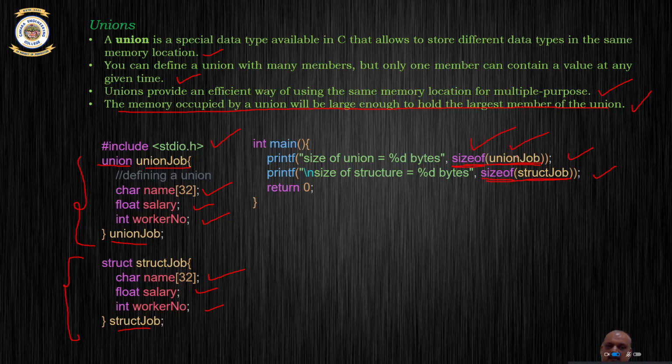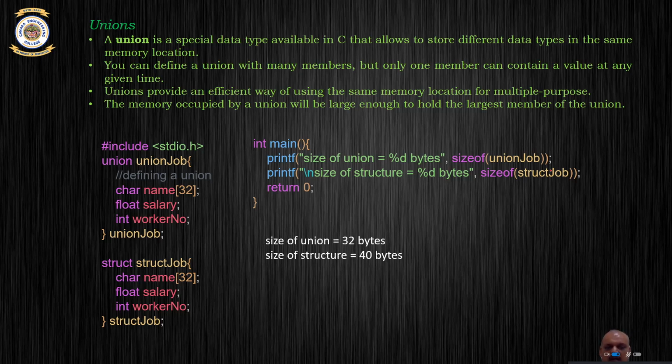So here there are two user-defined data types, one a union and the other a structure. Once I use the sizeof operator on the data type union job and on the data type struct job, I get to know the memory allotted by the compiler for each of these data types. As you can see, the size of the union is 32 bytes, whereas the size of the structure is 40 bytes. That is 8 bytes in addition to that of the union. Now why is that?